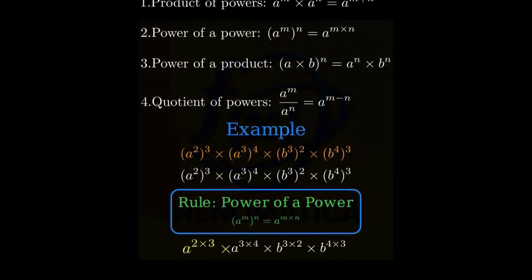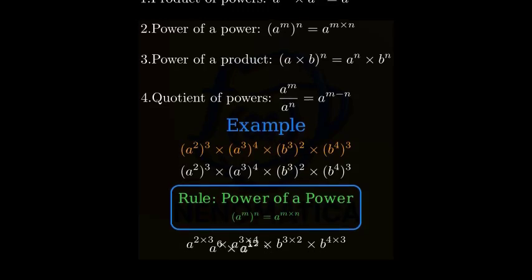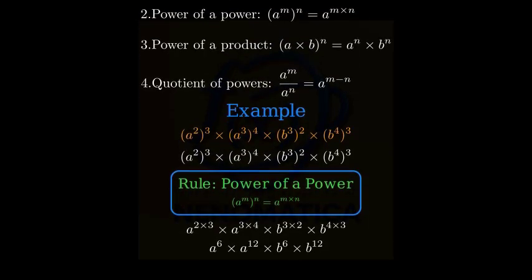For a squared cubed, we multiply 2 by 3 to get a to the 6th. For a cubed to the 4th, we multiply 3 by 4 to get a to the 12th. For b cubed squared, we multiply 3 by 2 to get b to the 6th. And for b to the 4th cubed, we multiply 4 by 3 to get b to the 12th. Now let's simplify by calculating the exponents.